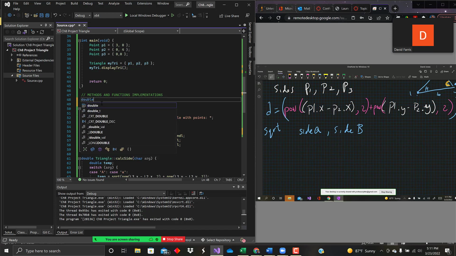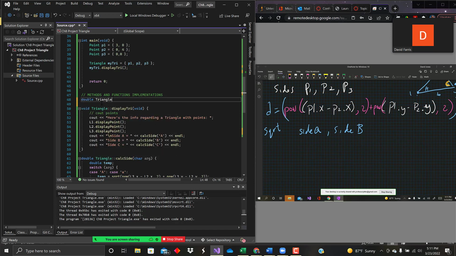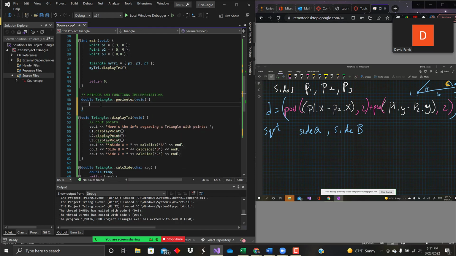So it's returning a double, and I need to scope it to the triangle. And see, when I don't copy and paste, I don't make that mistake. I remember to scope it right away. And I don't have an input. And we're just going to return calc side A plus calc side B. Put a little space in there.